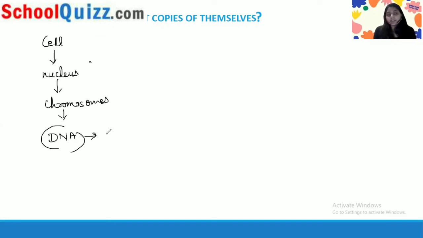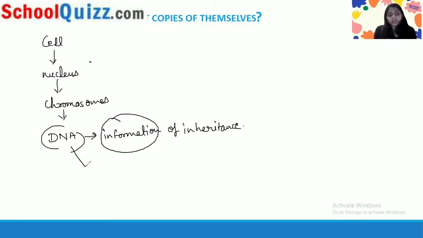In the DNA we have the information of our inheritance. Based on this information, DNA will produce proteins. If this information is changed, then the proteins will be different.